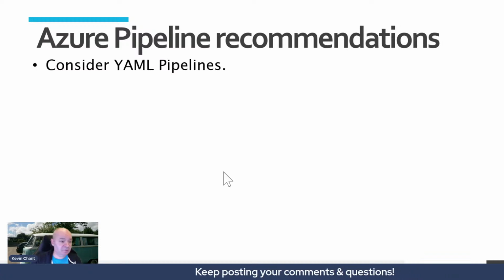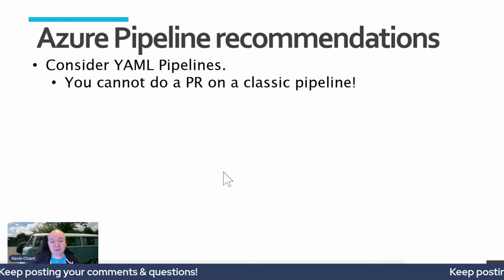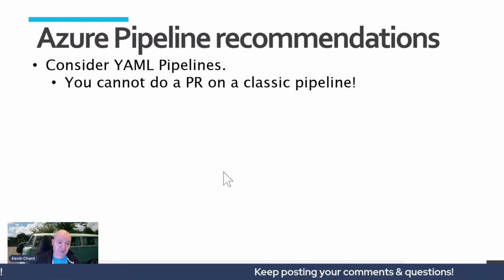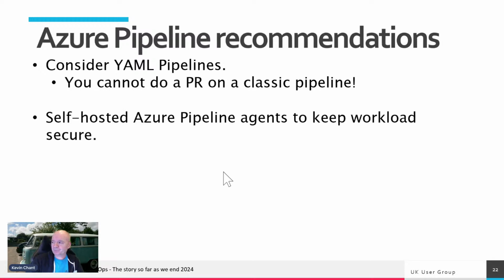So just some quick recommendations here for Azure pipelines. I would consider working with YAML pipelines because I think personally they're more portable. When you work with YAML pipelines, it stores a YAML file in your Git repository. So if you move that Git repository, all you have to do is reconnect to that YAML file again in Azure DevOps. Use self-hosted Azure pipeline agents to keep the pipelines secure. You can use Microsoft hosted ones. I do show some in the demos, which are going to be very quick demos today.